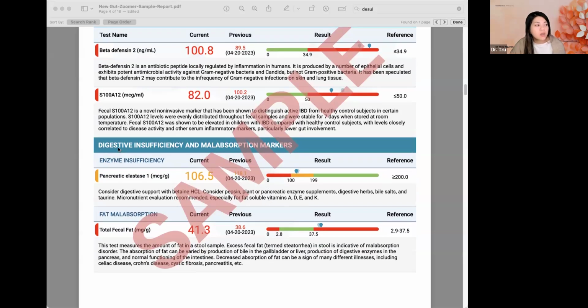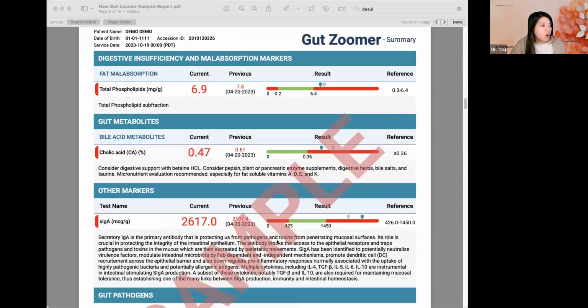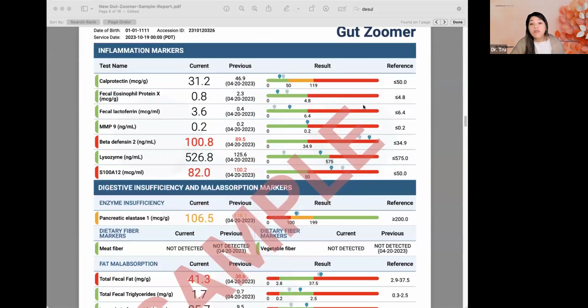So there are the digestive and absorption markers. But what I'm going to do is go down to the section where it shows everything that is tested for. Then I'm going to go over each of these markers and tell you the significance of them, so that you can understand how it applies to you.